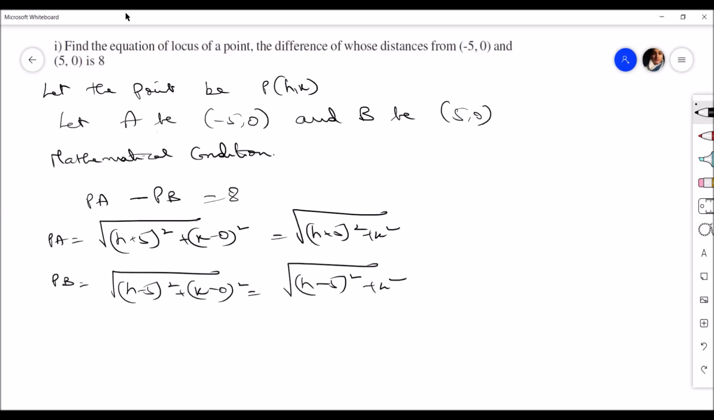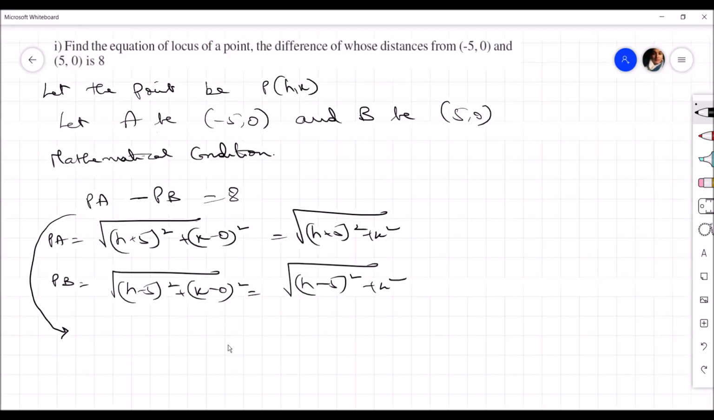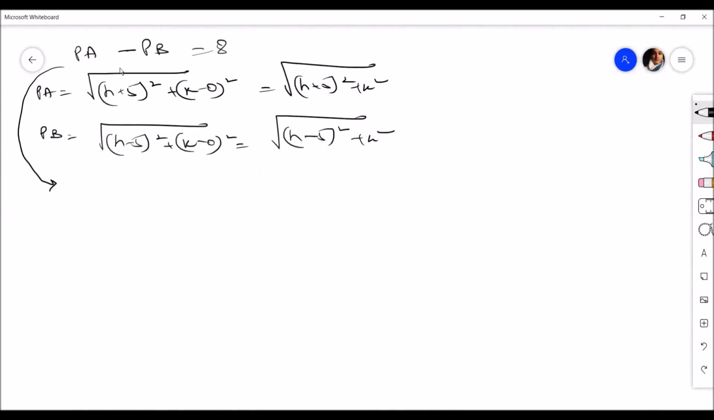All right. So a simple idea here is that in order to solve these problems, I want you to use this simple idea. Instead of writing it like this, because there are square roots involved, what I suggest is send one of the terms to the RHS. Right? So PA will become 8 plus PB. If I send one of the terms to the RHS, PA should be equal to 8 plus PB.